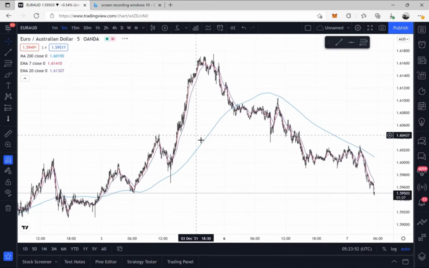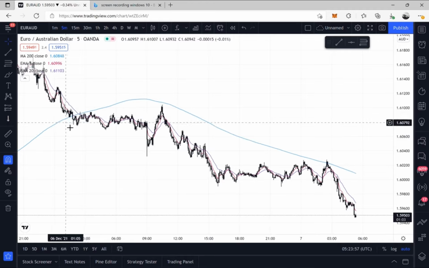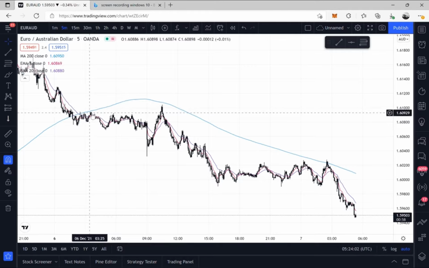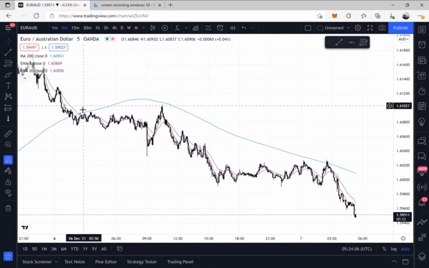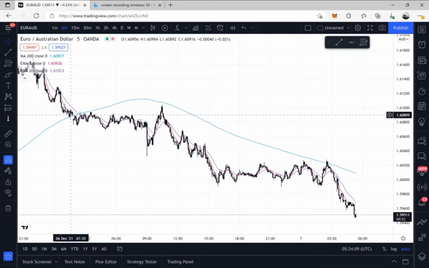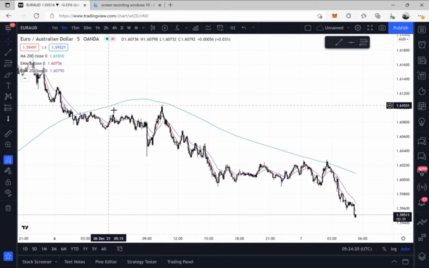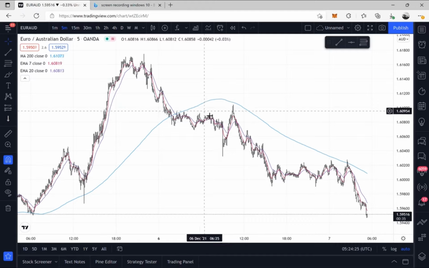pretty much my strategy is once this 200 length moving average line crosses the market, or crosses these 2 exponential moving averages, you would go for a sell. So when the 200 period moving average is above the market, then that indicates a sell.